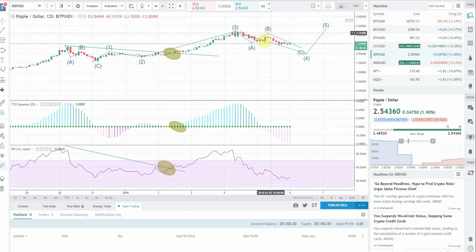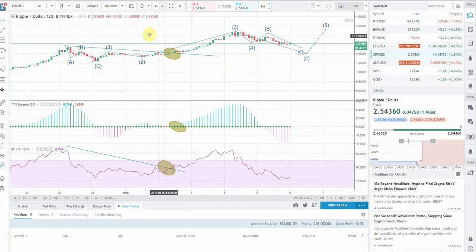And right now we're seeing an ABC correction here, so we're looking to maybe capitalize on a fifth wave here. But again, you want to let the trading strategy really dictate where your entries are going to be. I broke it down into the 2-hour chart just to see if we can find any fifth waves here.